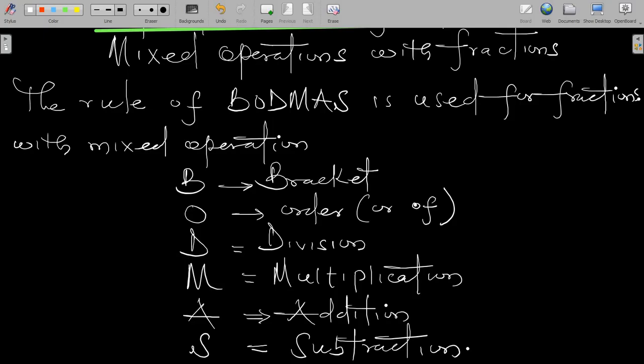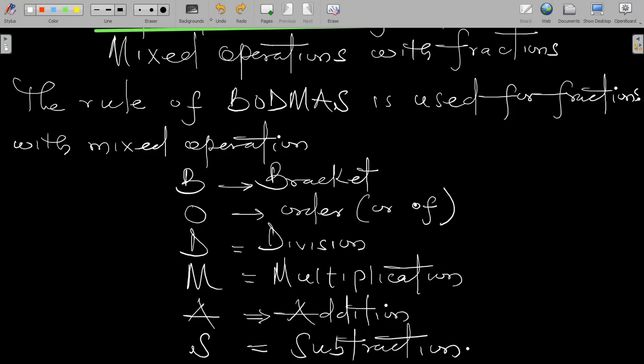But I want us to note that when solving a fraction question that involves division and multiplication only, I will advise that you should not obey the rule of BODMAS. Just start your analysis from left to right. The same thing applies if you are dealing with addition and subtraction only in the fraction question. You start your workings from left to right again.